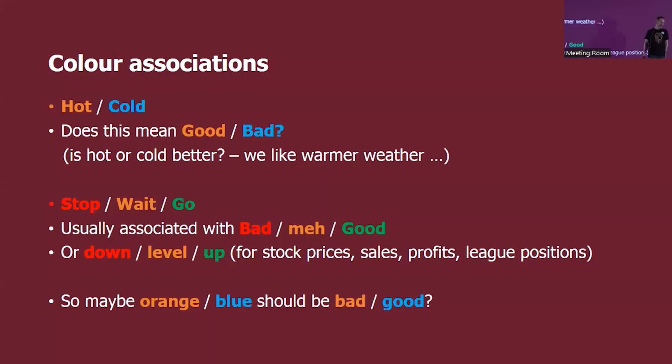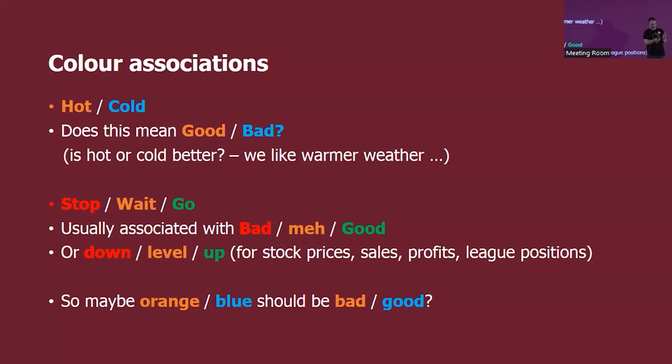So there's lots of color associations. I started to look at orange and blue. Orange and blue gets used quite a lot because they're nice and complementary colors. You might think of them as hot and cold. That's what you see on the taps. Is that good, bad? Yeah, probably. Orange for good. You prefer to be warm than cold.